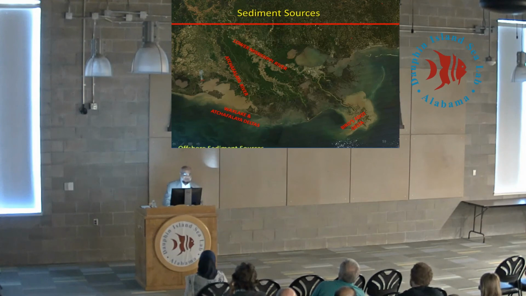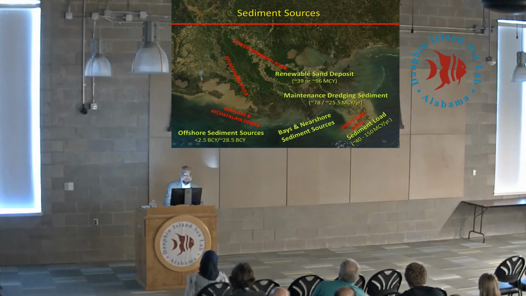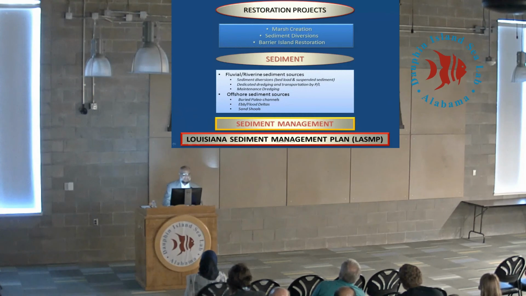So what are the sediment resources? One is the offshore sediment resources we have. Then the other is bay and nearshore sediment resources. Then the sediment load which is going, as I said, going out of the river. Then the renewable sand deposit within the bed load within the river itself. Then you have the maintenance dredging sediment which we get from the Army Corps of Engineers, they dredge every year. So these are the various sediment resources.